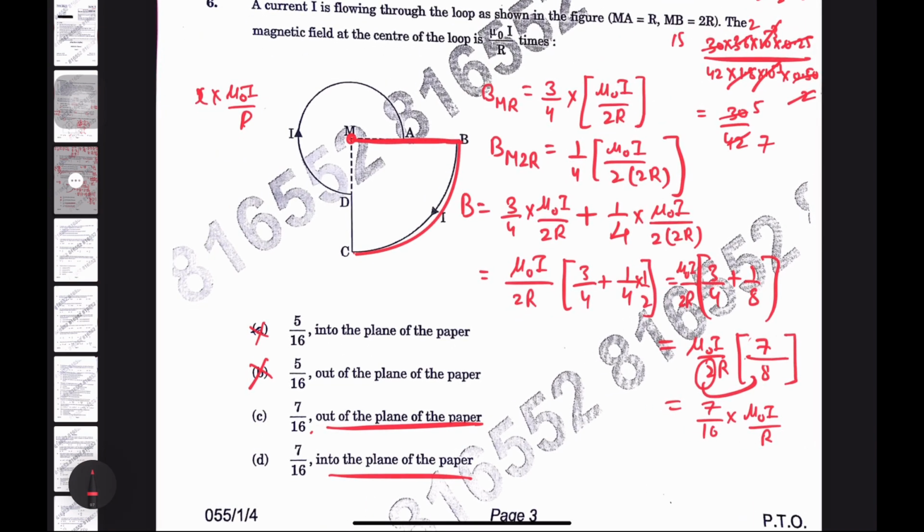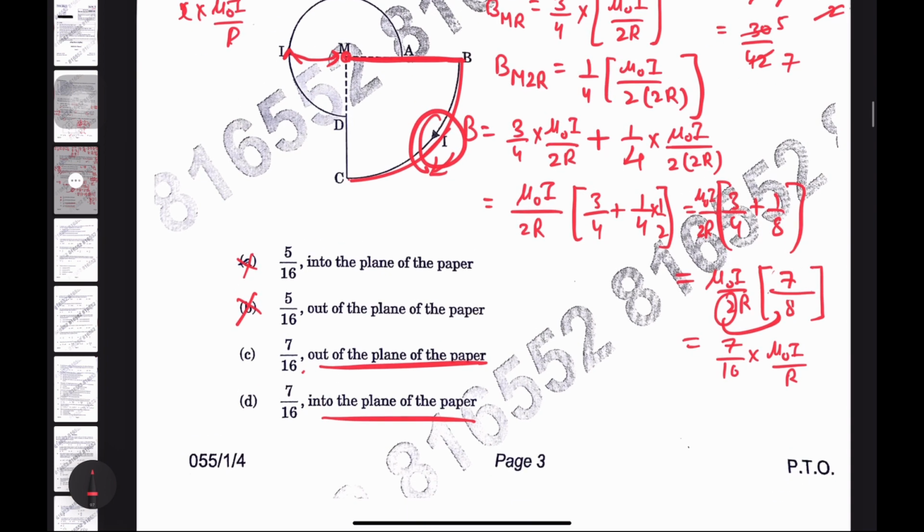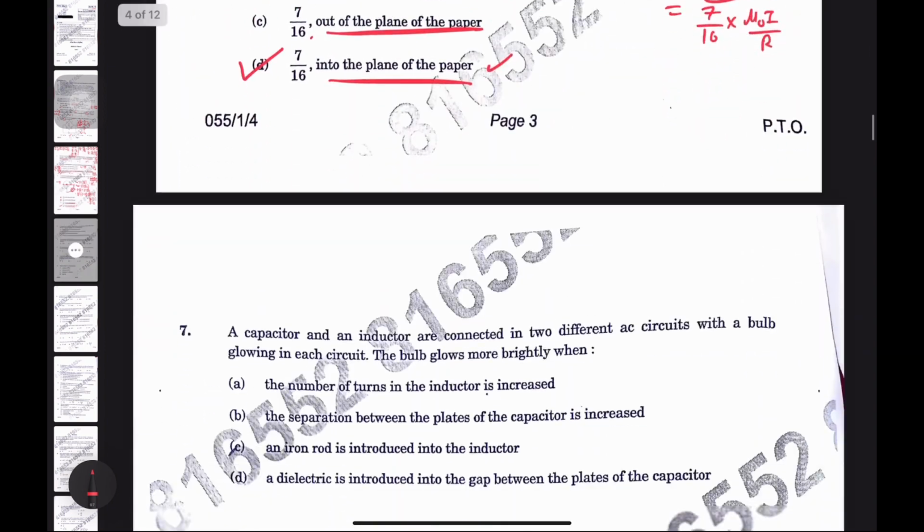If we apply the right hand curl rule, you place the thumb of your right hand in the direction of flow of current and curl your fingers, the fingers will move inwards. So here the fingers are moving inwards. Now if you place the thumb of your right hand in the direction of flow of current over here, then again your fingers are moving inwards at point M. That means your fingers are entering into the plane of paper. So D is the correct option in this question.